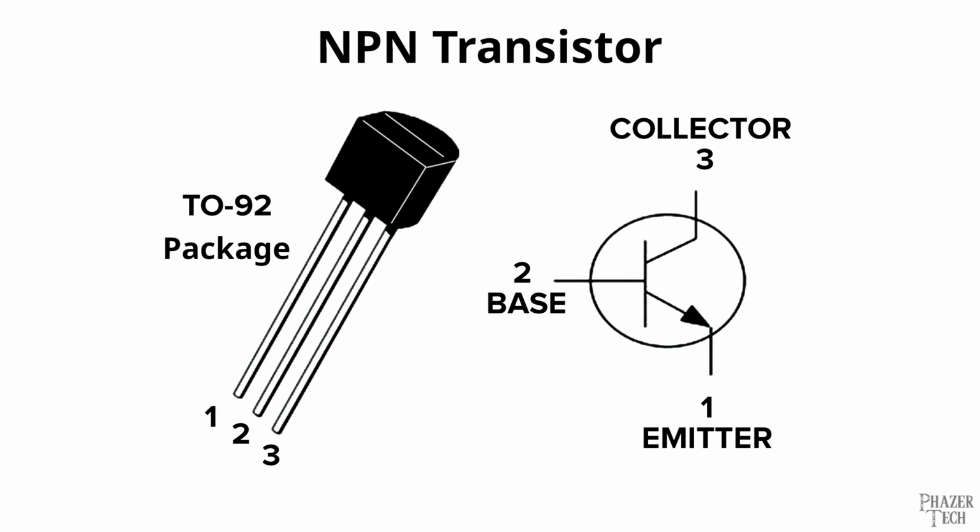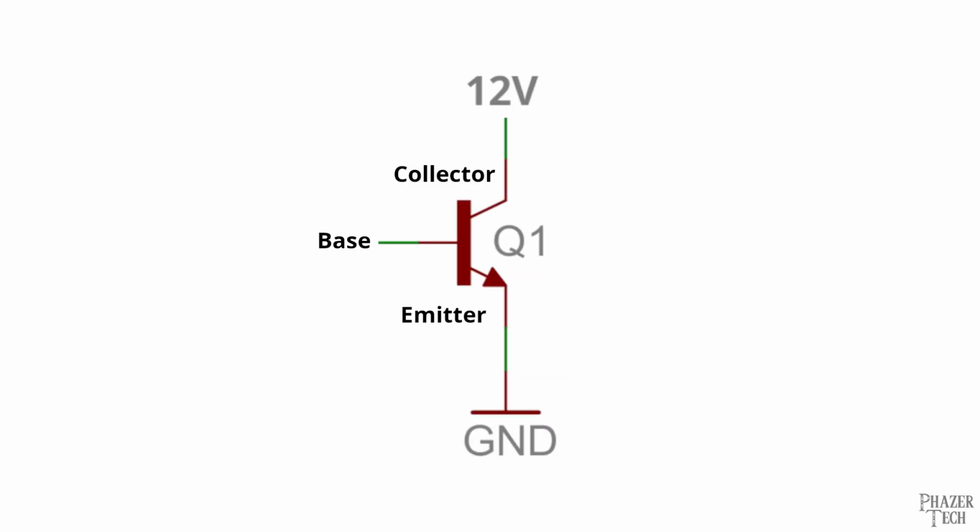So let's start by going over how a simple NPN transistor can be used as a switch. I'll go into more detail soon on what NPN means, but for now, let's just say this is a very basic transistor. Now the majority of transistors have 3 pins. In this case, we have the emitter as the first pin, the base as the second pin, and the collector as the third pin. Now let's imagine we connect the collector to the positive rail of a 12-volt power supply, and we connect the emitter to ground.